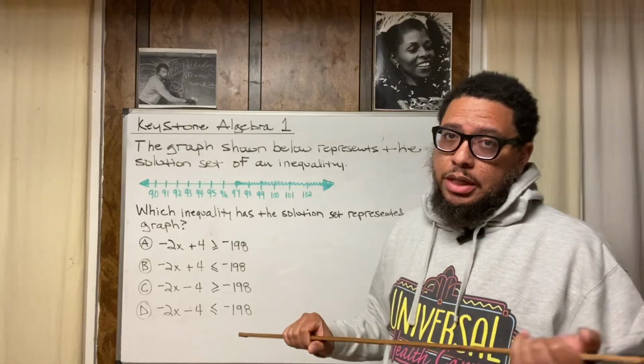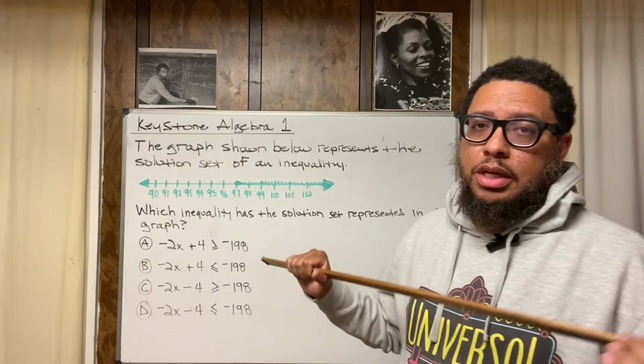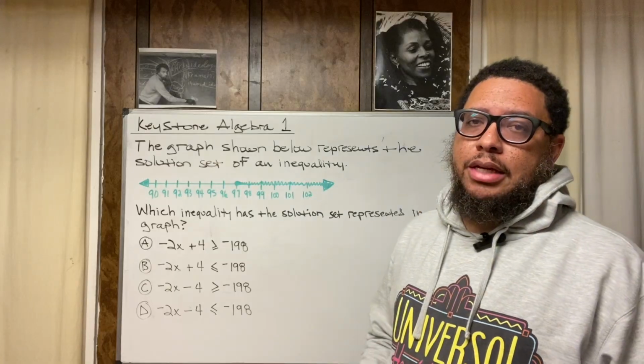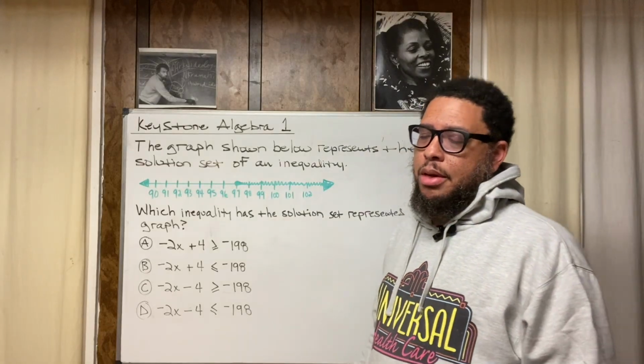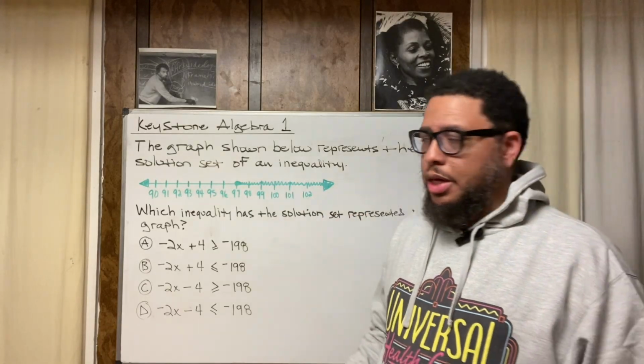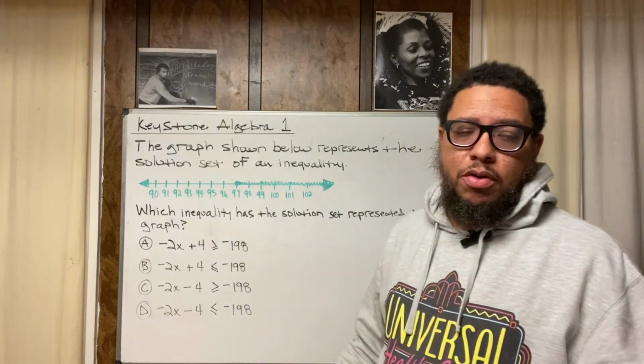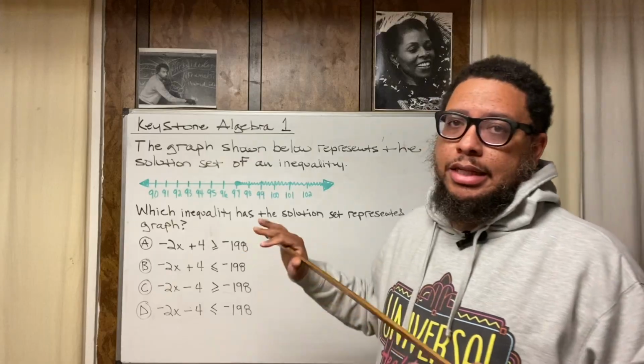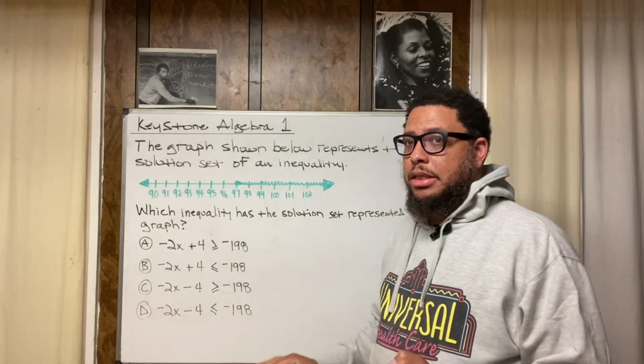All right, so what are we doing today? Today we're doing some work dealing with Keystone Algebra 1. Now, if you're in Pennsylvania, you may be taking the Keystone Algebra 1 exam sometime in the spring of your school year. If you have not already taken it and passed it, this is an example of one of the types of problems you might see on that exam.